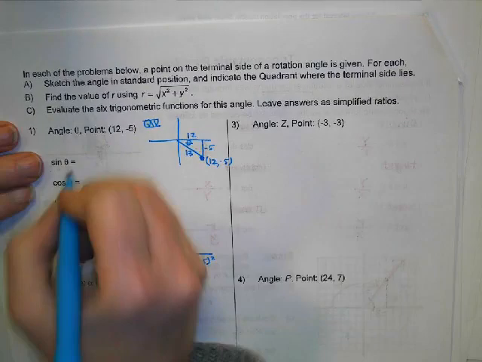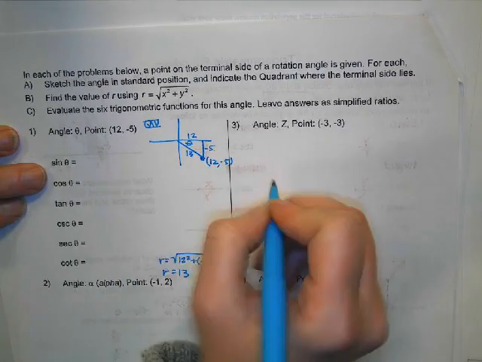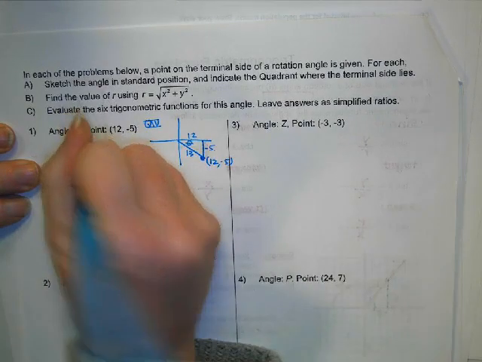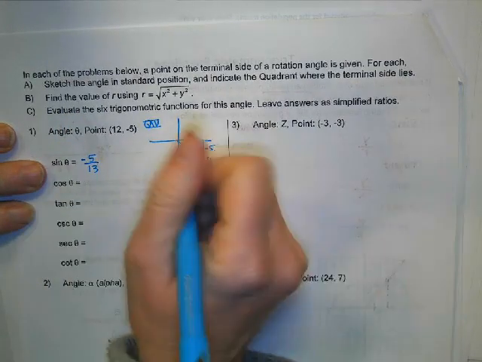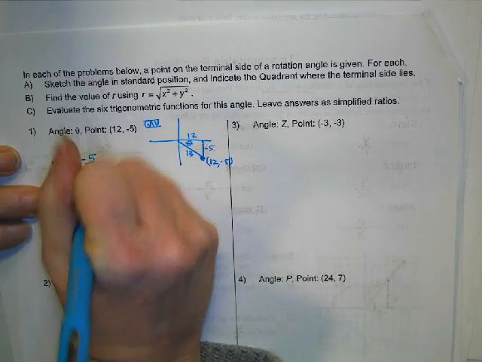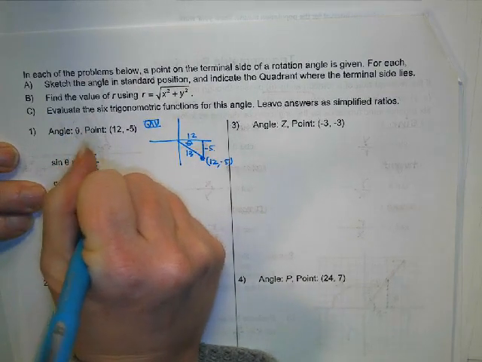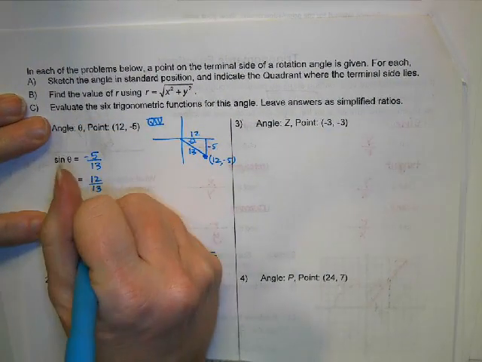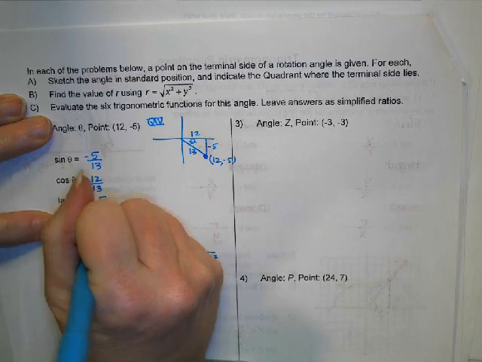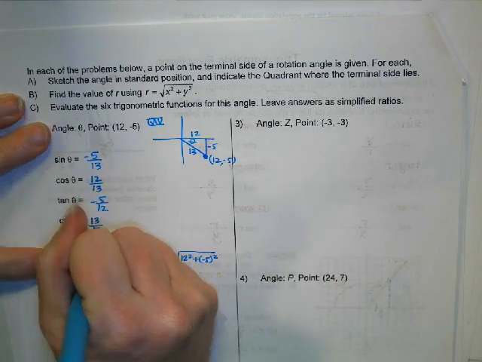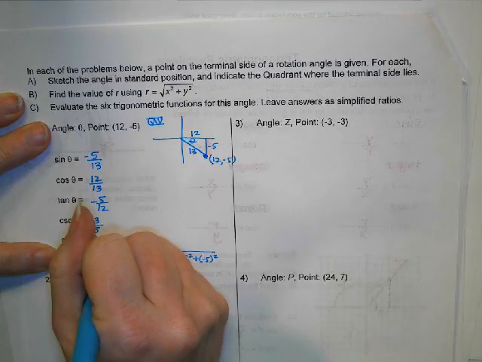So I can find sine as y over r, so negative 5 over 13. Cosine is x over r, so 12 over 13. Tangent is y over x, so negative 5 over 12. These next pieces are just the ones above them flipped over. Cosecant goes with sine, so it's negative 13 fifths. Secant goes with cosine, so it's 13 over 12. And cotangent goes with tangent, so it's negative 12 over 5.